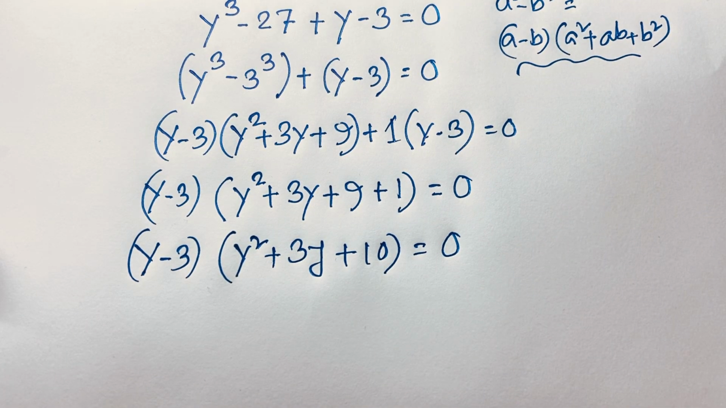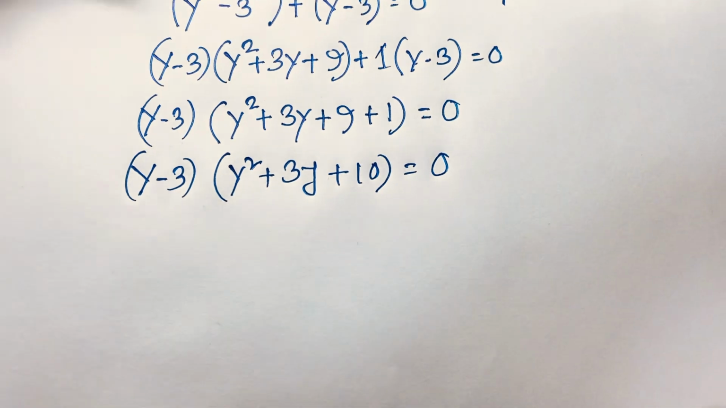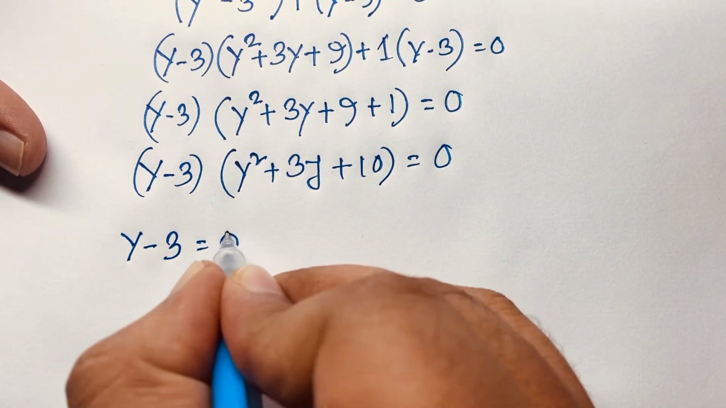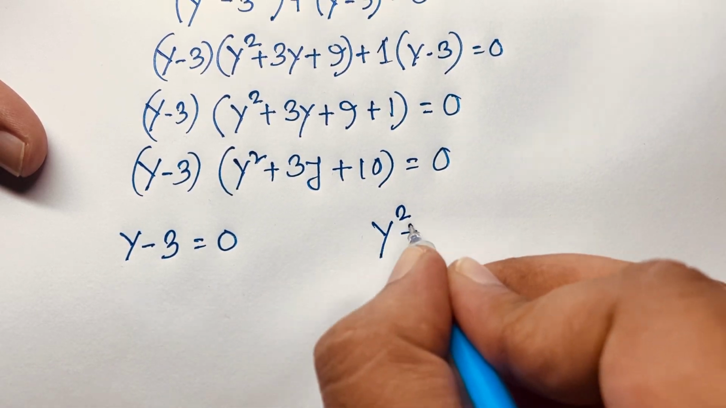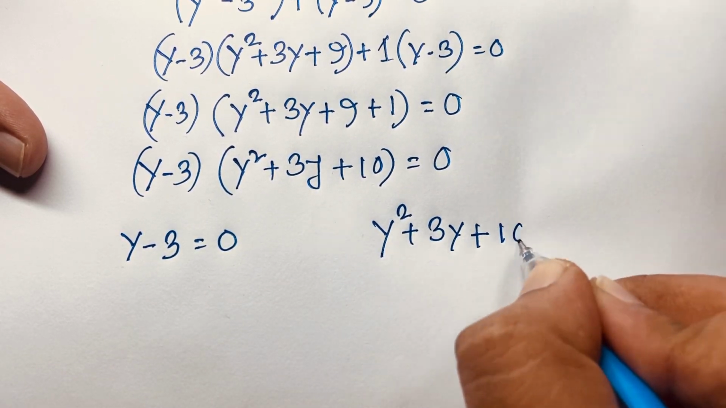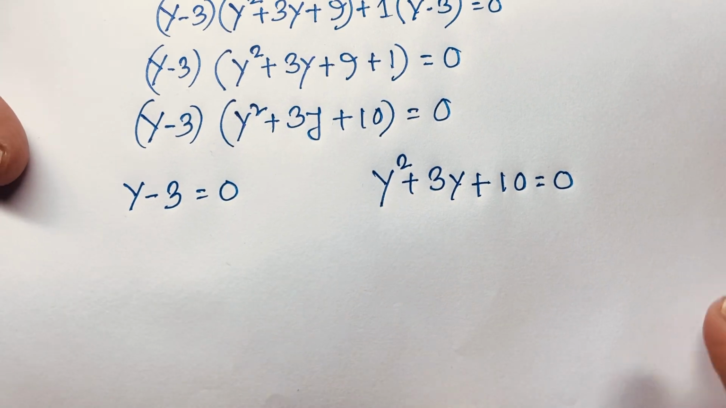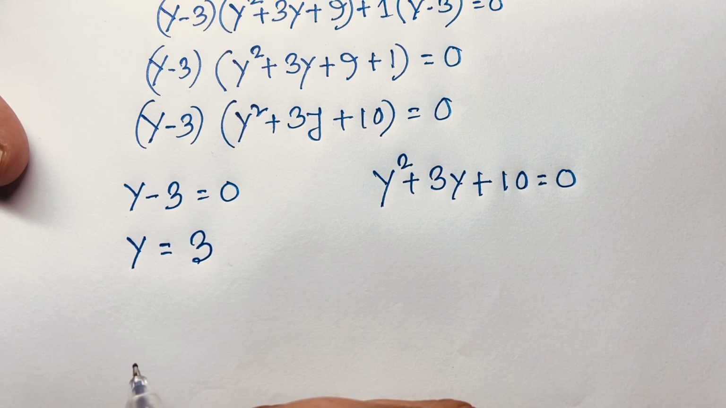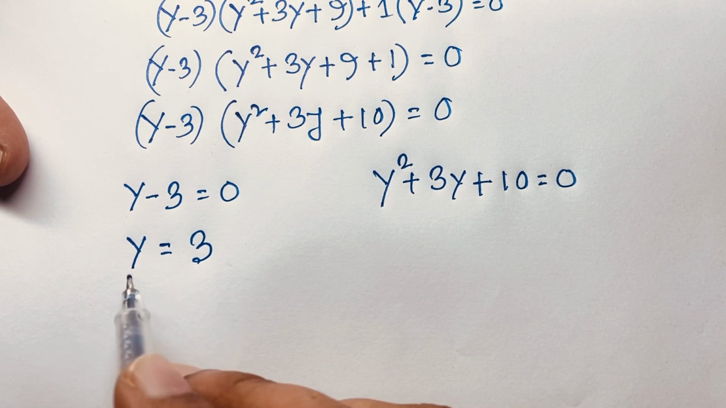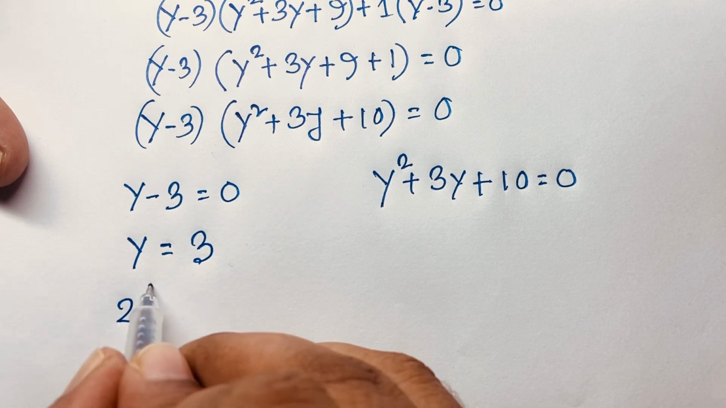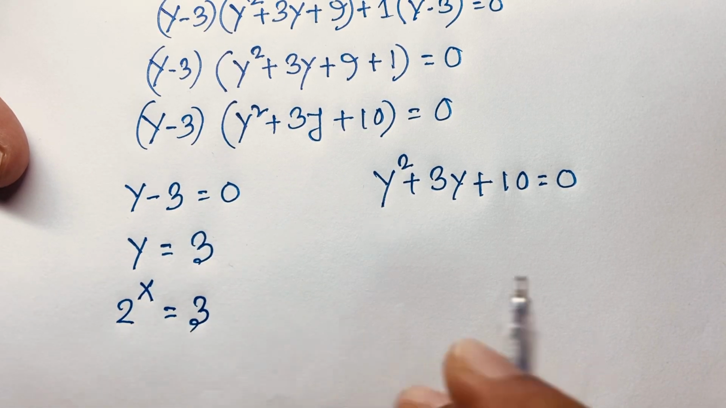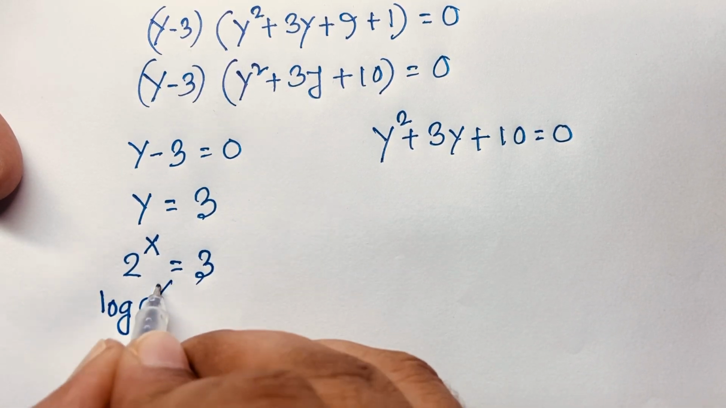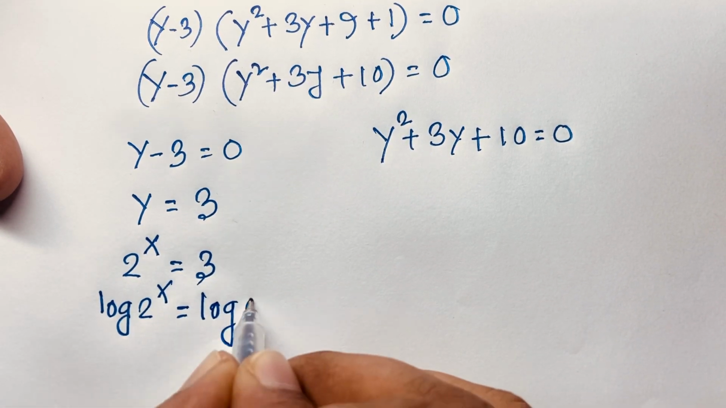Now we'll find out there are 3 solutions, 3 roots. I can see here y minus 3 is equal to 0, and here y square plus 3y plus 10 is equal to 0. Now you can see here y is equal to 3. Recall that first of all, y is equal to 2 to the power x. So I can say it will be 2 to the power x is equal to 3. Then if I use natural log on both sides, log 2 to the power x is equal to log 3.